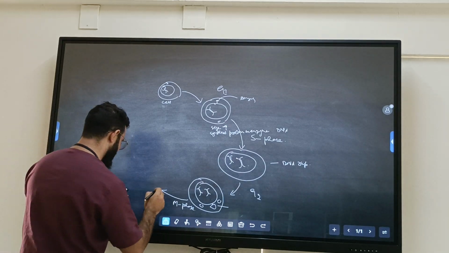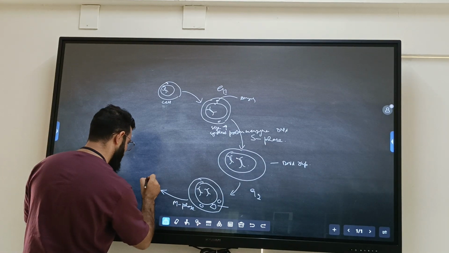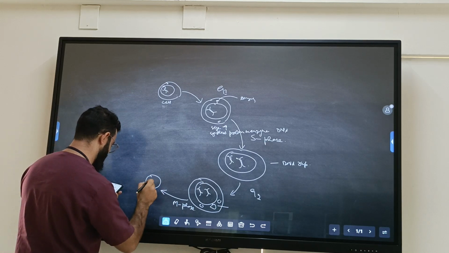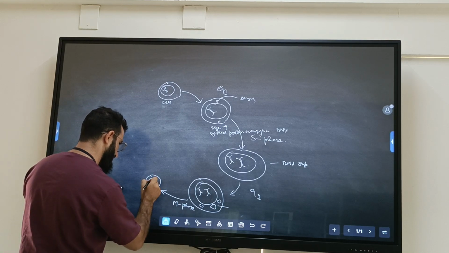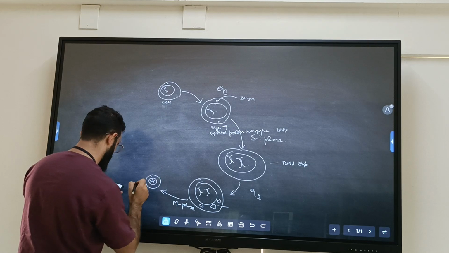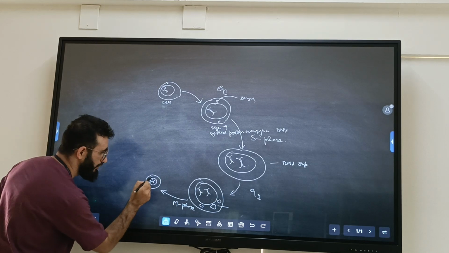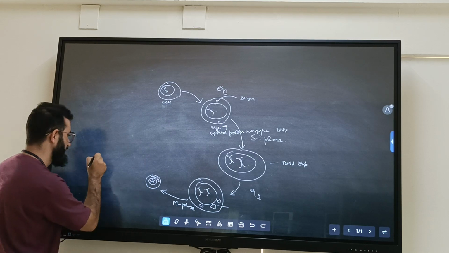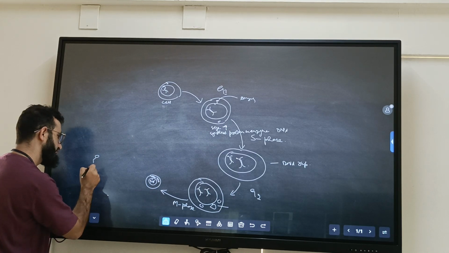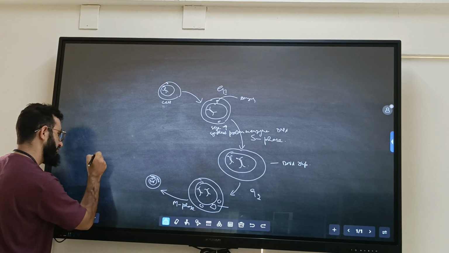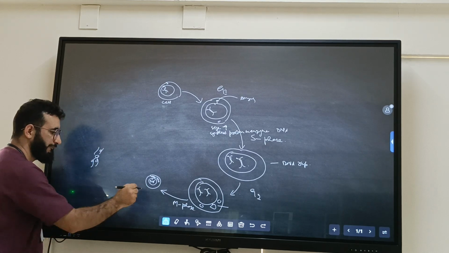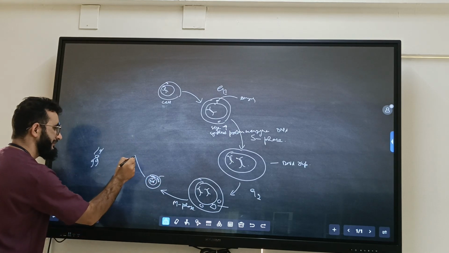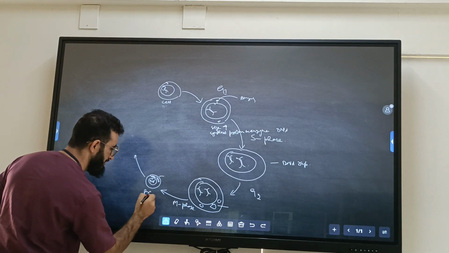In the M phase, the first is prophase. There is formation of the spindle. This is a centrosome, and in the centrosome there is spindle formation. So in prophase there is formation of spindle. This is the prophase.